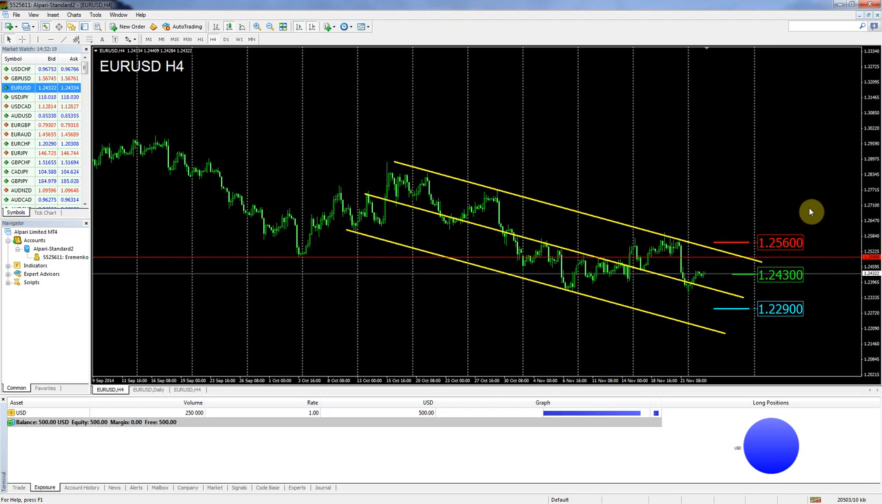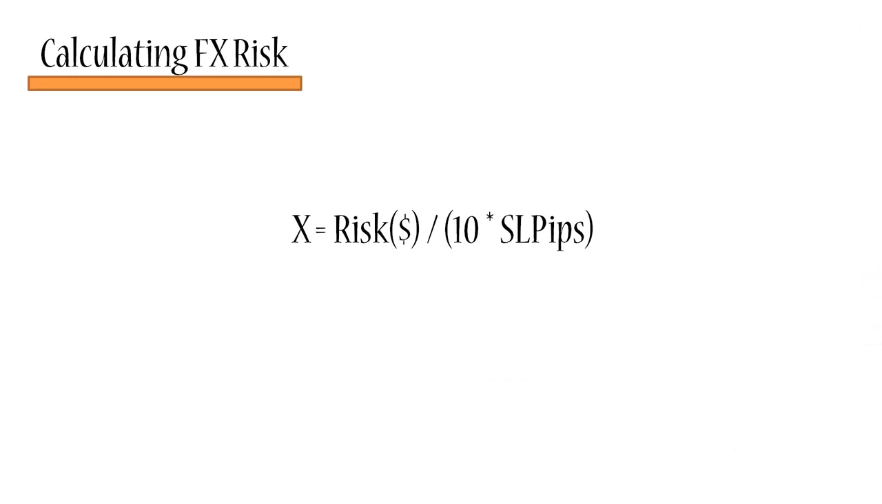And in order to do that, I'm going to quickly bring up a slide that we're already familiar with. To calculate the volume of a trade, which is X in this equation, we have to divide the risk in dollar terms by 10 multiplied by the stop loss pips value. Here the stop loss pips value is how many pips the stop loss has been set at, and risk in dollar terms is the amount of money that we are prepared to lose if this is a loss trade.